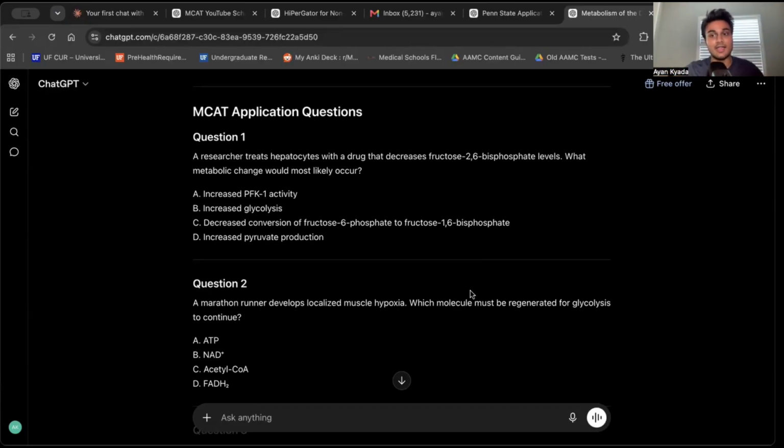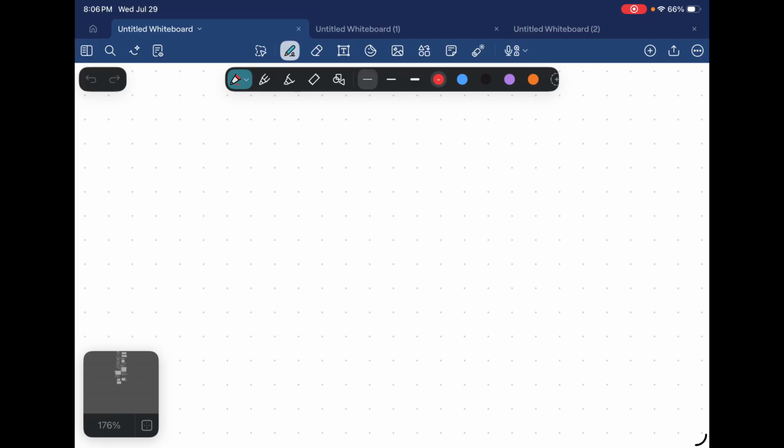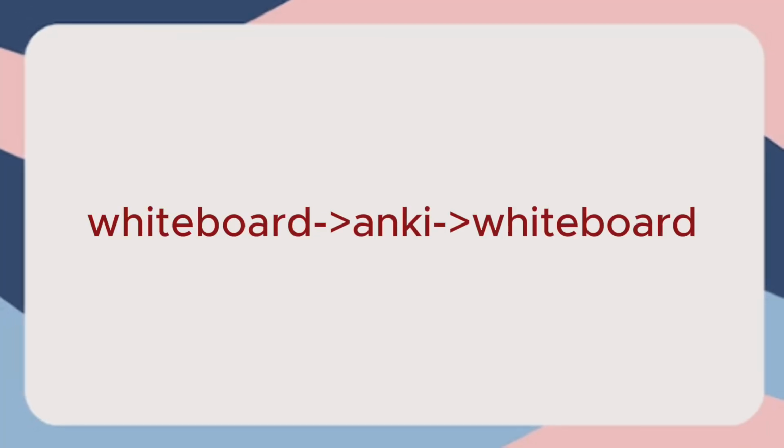Because at the end of the day, it's a lot of information. It's about 10 different pathways and you have to keep them all separate. So learning it is arguably not the hardest part. It's retaining it that students struggle with. So the specific retention pathway I used was whiteboard, Anki, and back to the whiteboard.